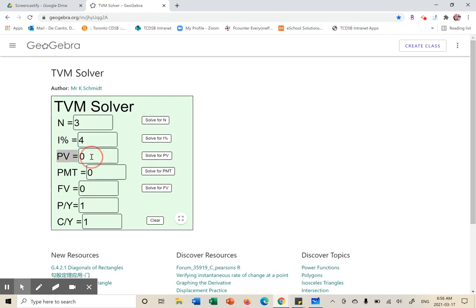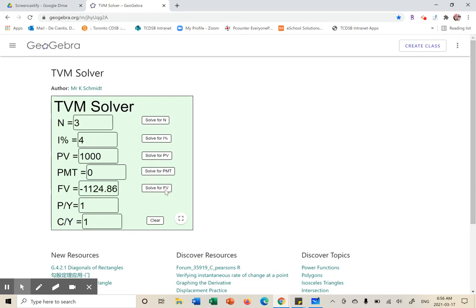PV, present value, 1,000. PMT, we're going to leave as 0. Future value, we're going to try to find future value, so I'm going to leave it alone for now. PY is already set at 1, and CY is already set at 1. So now I'm going to go over here and I'm going to click Solve for Future Value.